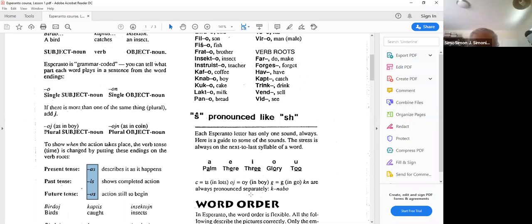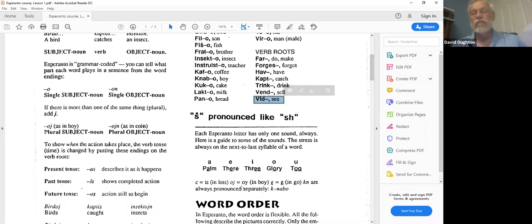And then the same thing happens with the last one, vid. Think of video, seeing, vision. So, vidas, I see. Vidis, I saw. Vidos, I will see. Okay?